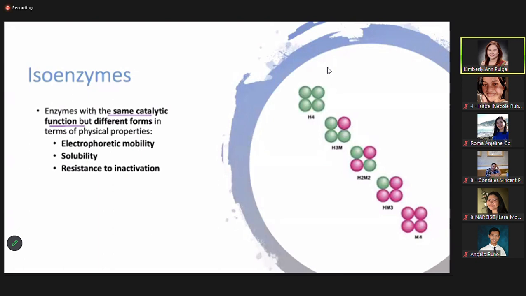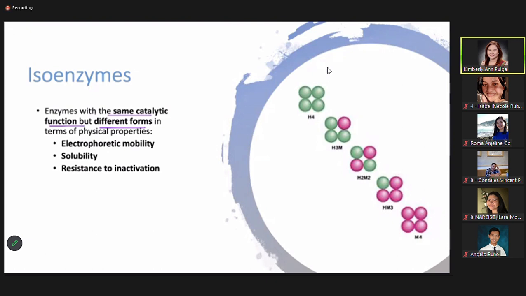So kumbaga, may specific enzyme tayo and that enzyme may exist in different forms and those different forms are called isoenzymes, no? So, meron tayong multiple isoenzymes. Depende yun sa type of enzyme na yun. So, we will be discussing specific enzymes later on. Malalaman nyo kung sino yung mga enzymes na may isoenzymes, no? So, bakit nagkakaroon nito? These different forms occur because of differences in the amino acid sequences of enzymes.